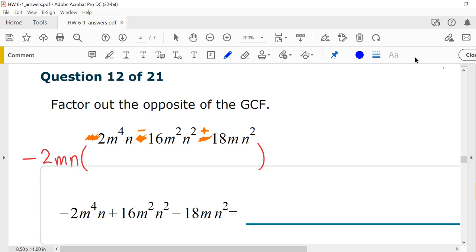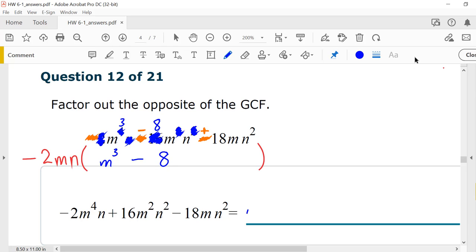Okay, now let's see what remains. I pulled out a 2. I pulled out an m, so that knocks that down to a 3. And I pulled out an n. So this first term, all that remains is m cubed. Then I have minus. If I pull out a 2, the 16 turns into an 8, since 2 times 8 is 16. If I pull out an m, that becomes a 1. I don't need to put a 1 up there because it's understood. If I pull out an n, this one becomes a 1 as well.